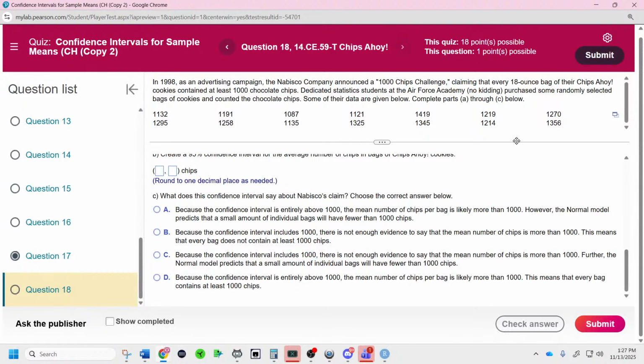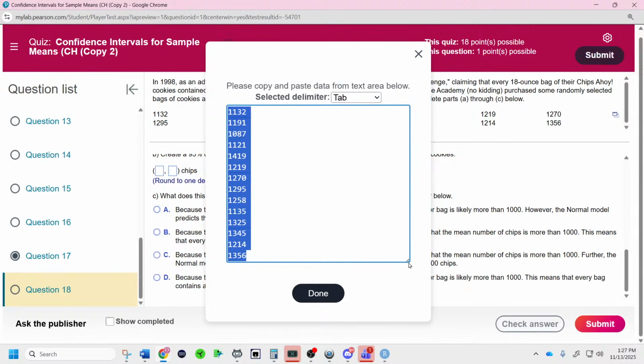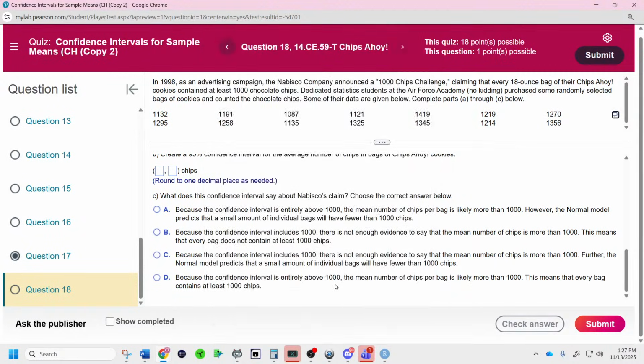This is where we're going to jump in and use Excel. So we're going to go here to copy to clipboard, and we're going to copy it with Control-C. We're going to blank the screen real quick and open up Excel.